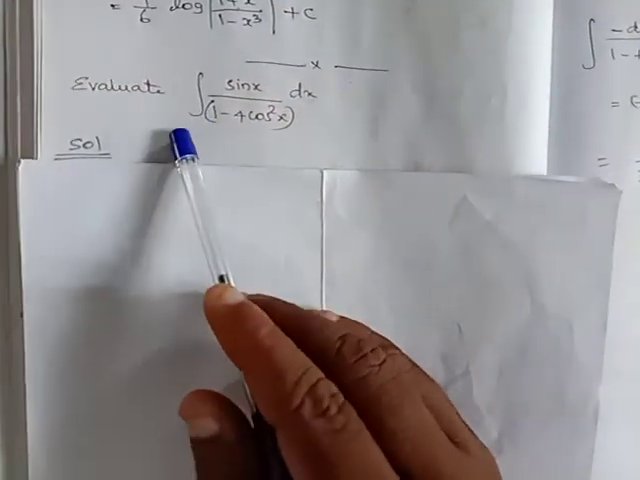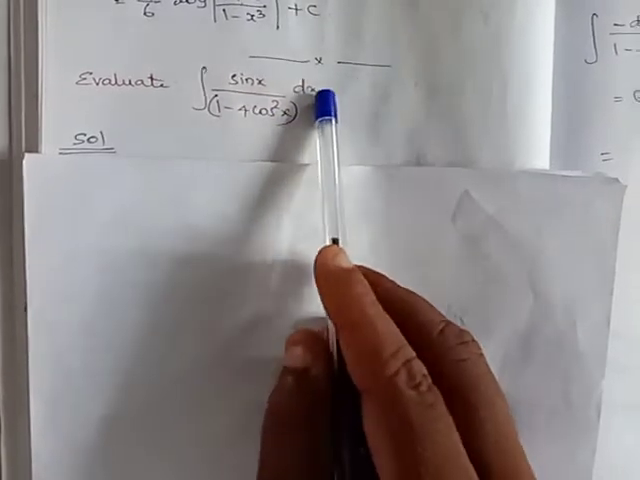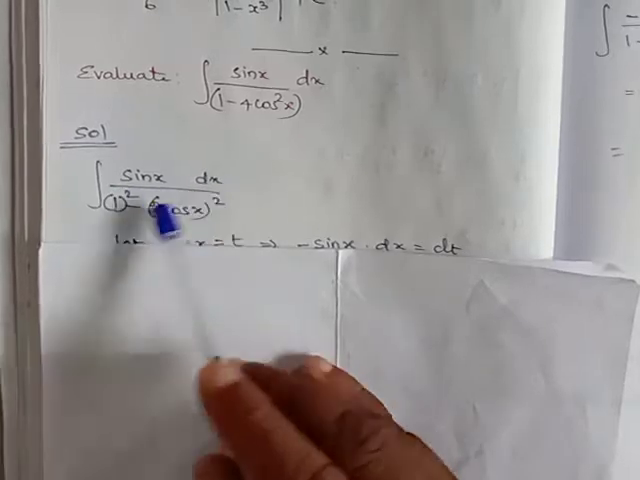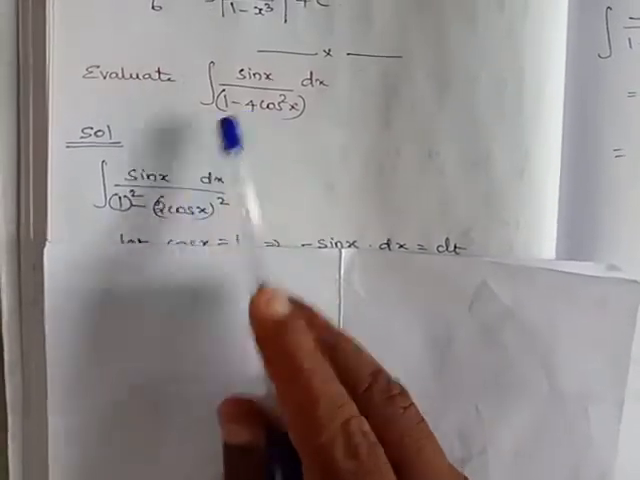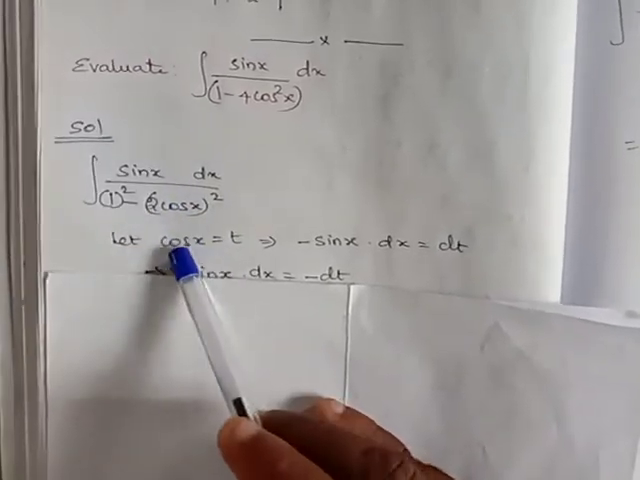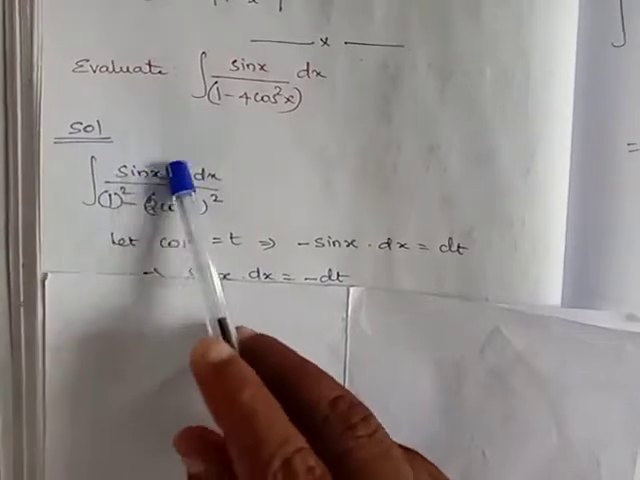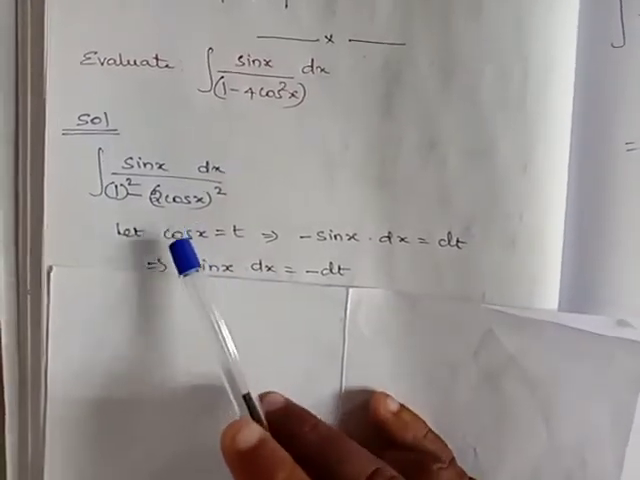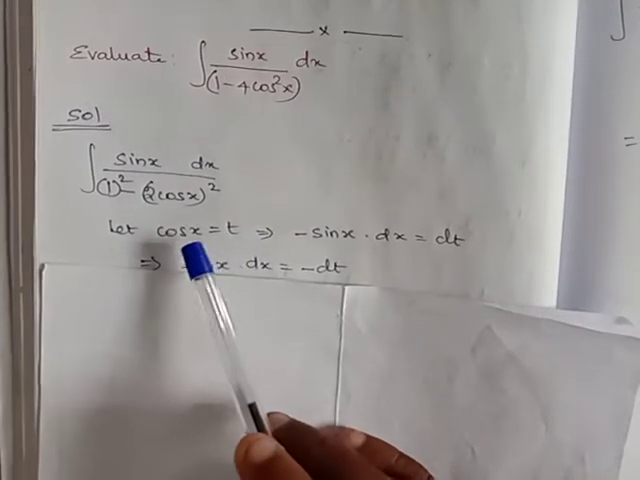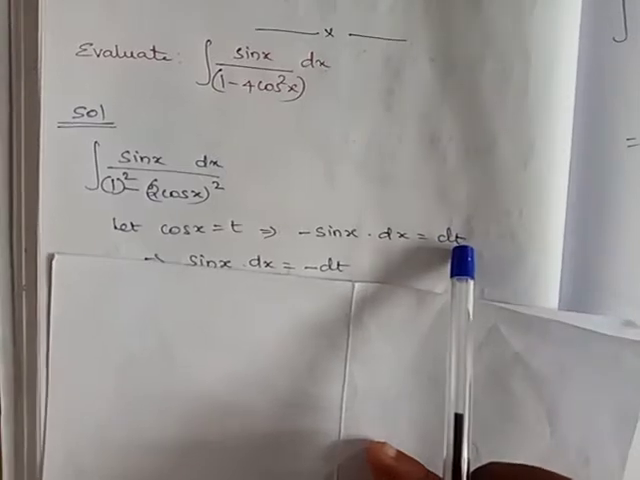Evaluate the integration of sin x divided by 1 minus 4 cos square x dx. Actually here it can be written as sin x dx divided by 1 square minus 2 cos x whole square. Here I assume cos x as t, because when we do derivative of cos x we will get sin x. That's why we are considering cos x. Cos x is equal to t, which implies that when we do derivative on both sides it becomes minus sin x dx is equal to dt.